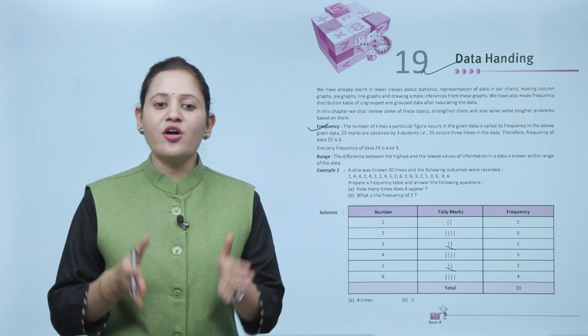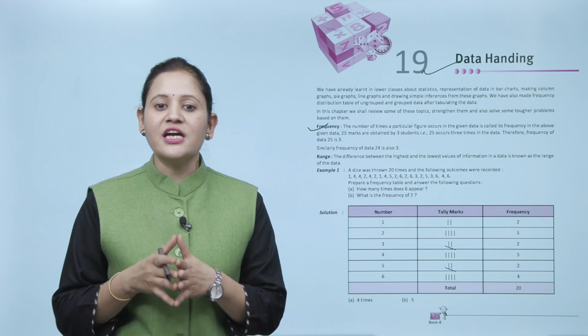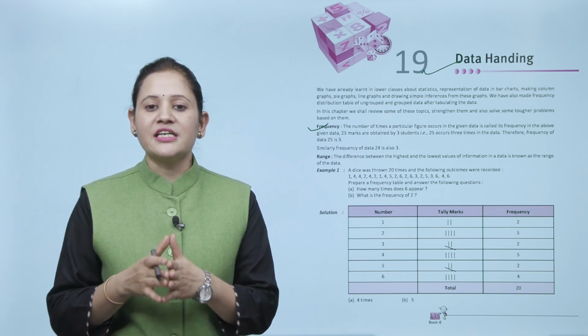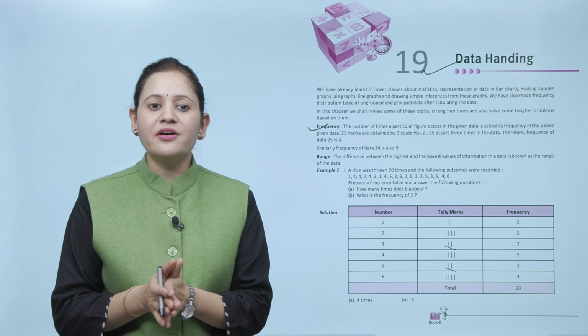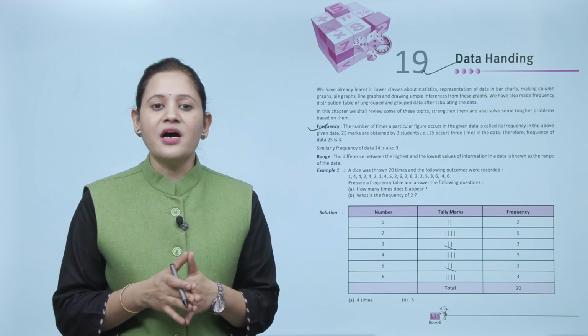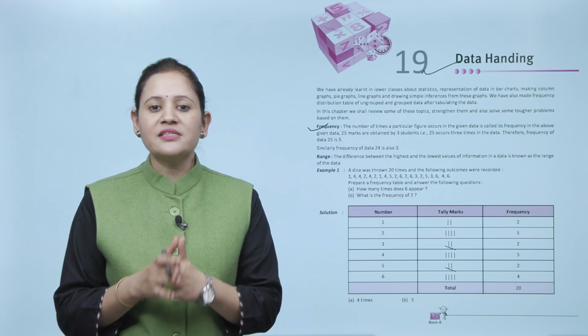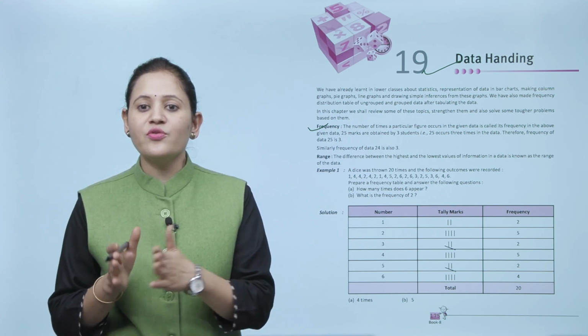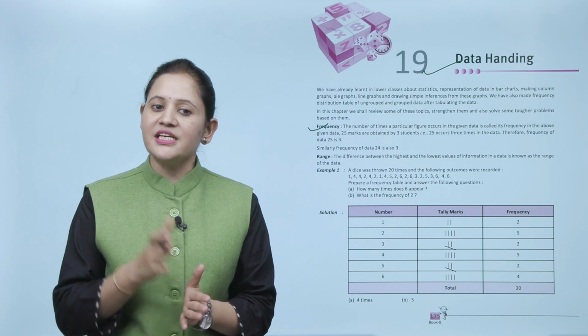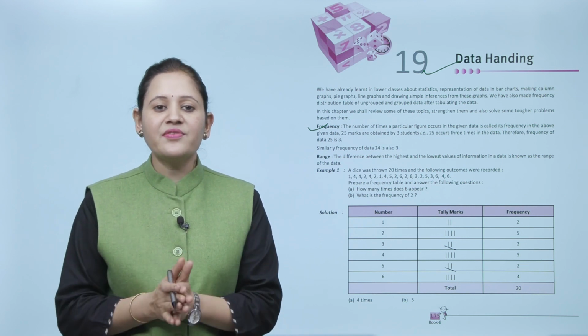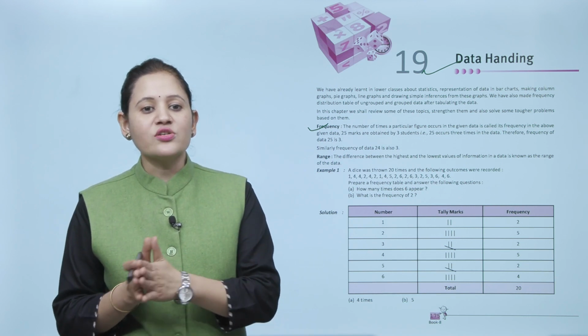Frequency means the number of times a particular figure occurs in the given data. In the above given data, 25 marks are obtained by 3 students. So, 25 marks occur 3 times in the data. Therefore, the frequency of data 25 is 3. Similarly, the frequency of data 24 is also 3.